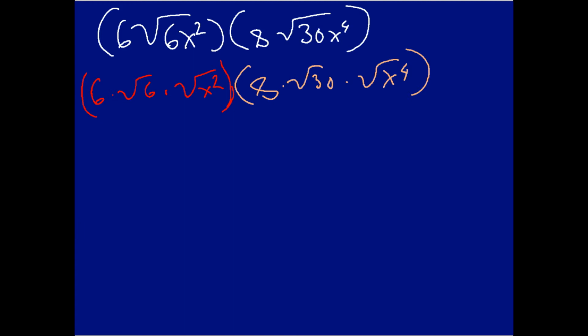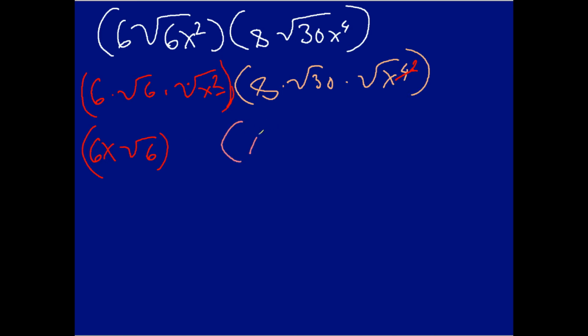When you do this, you can see that the square here and the square root here are going to eat each other, so you're going to be left with x. So I'm going to be left with 6 times x times the square root of 6. And then the same thing is going to happen over here. It's going to go from x to the 4th to x to the 2nd.